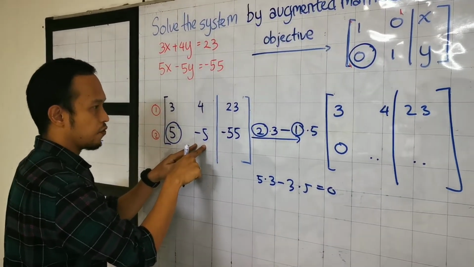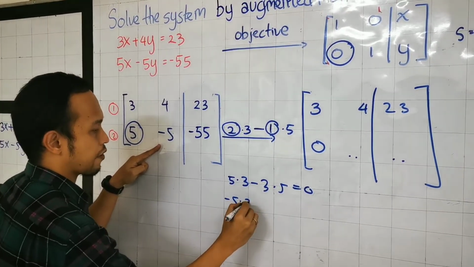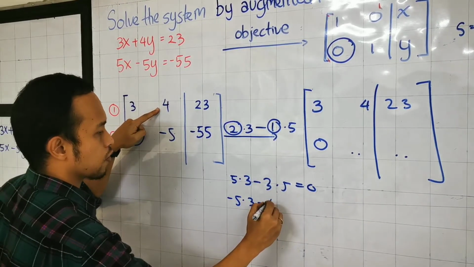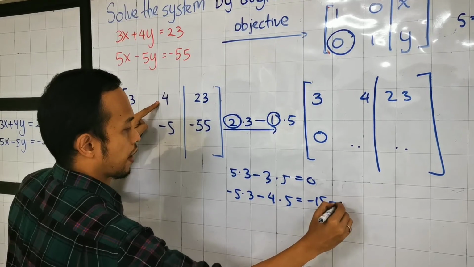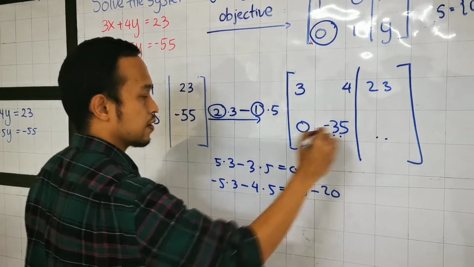From here, negative 5. So negative 5 will be multiplied by 3 minus, what is the first row of negative 5? 4. 4 multiplied by 5. So it is negative 15 minus 20. So we have negative 35.